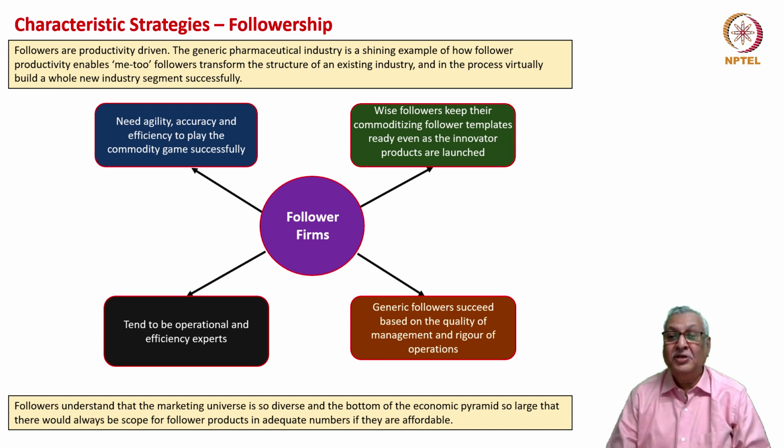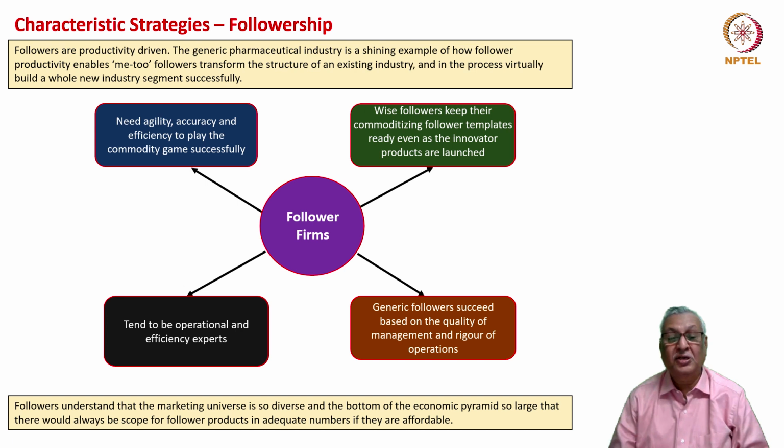They keep their commoditizing follower template ready even as the innovator products are launched. They keep planning months and years ahead for the day when the patent protection is off and they can enter the market. Therefore, they are adaptive, they have their own type of foresight, and they are quick on the go. They tend to be operational and efficiency experts.